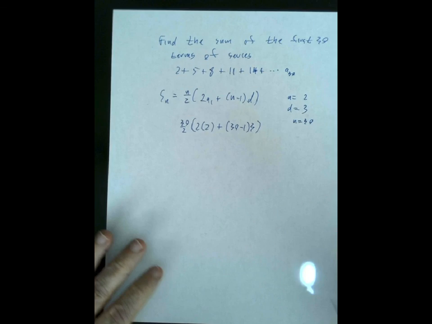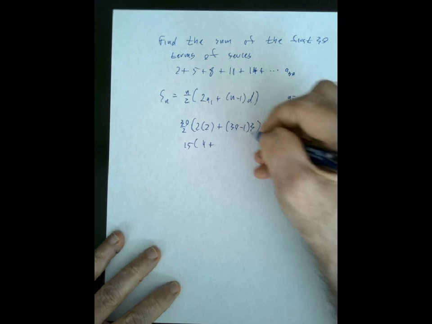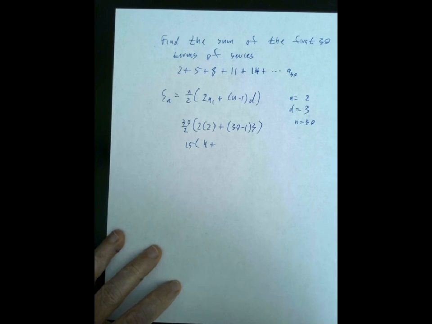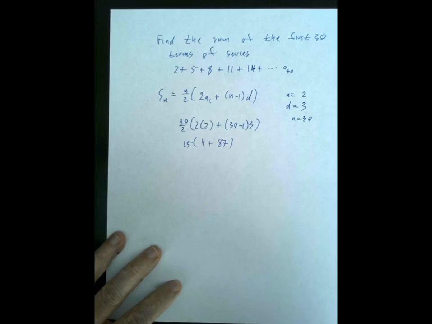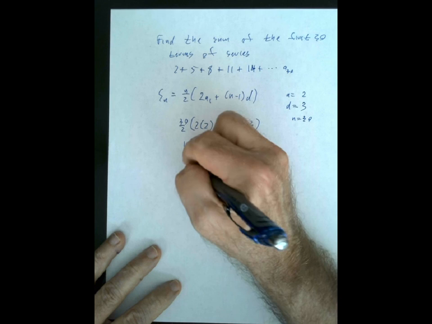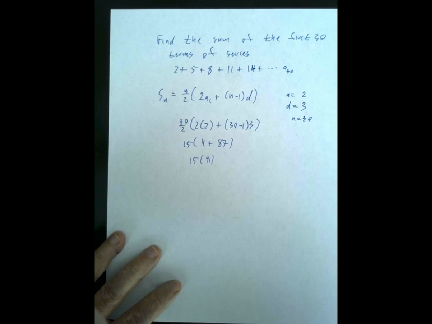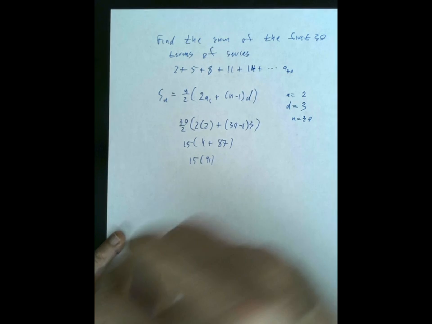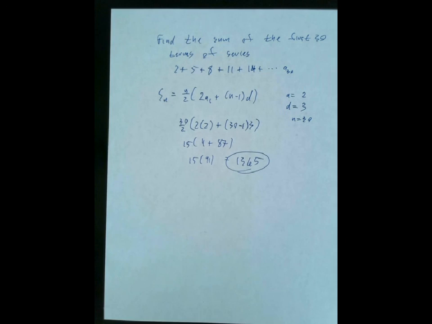And I would just work that all out. That's 15. That's 4. That's 29 times 3, which is 87, right? 4 plus 87, that's 91, times 15. That's 1,365, right? So that was example 3.